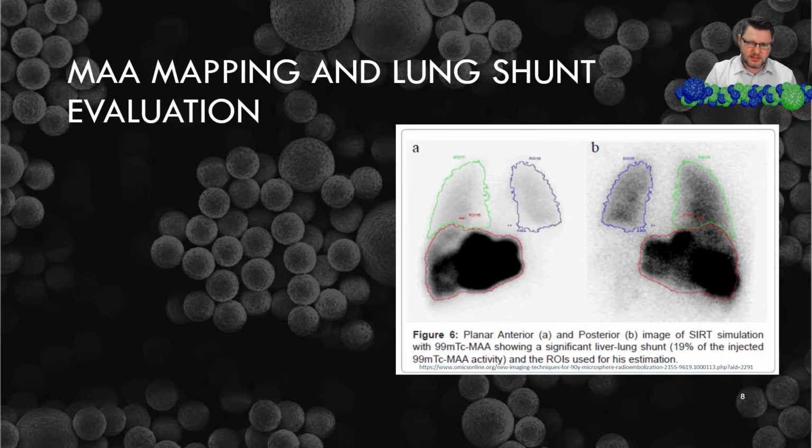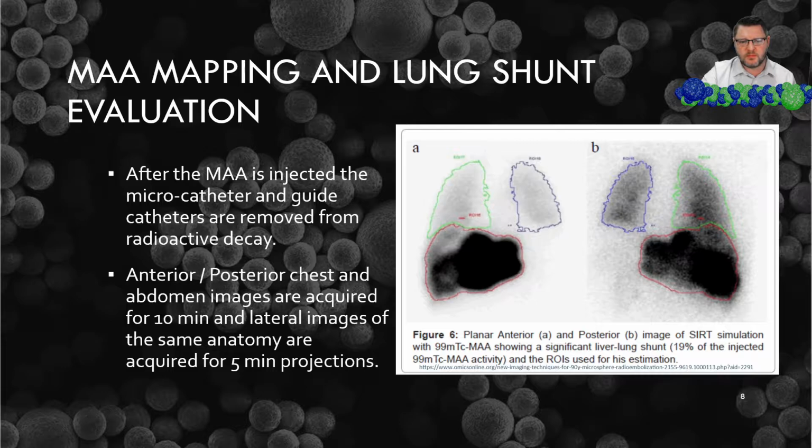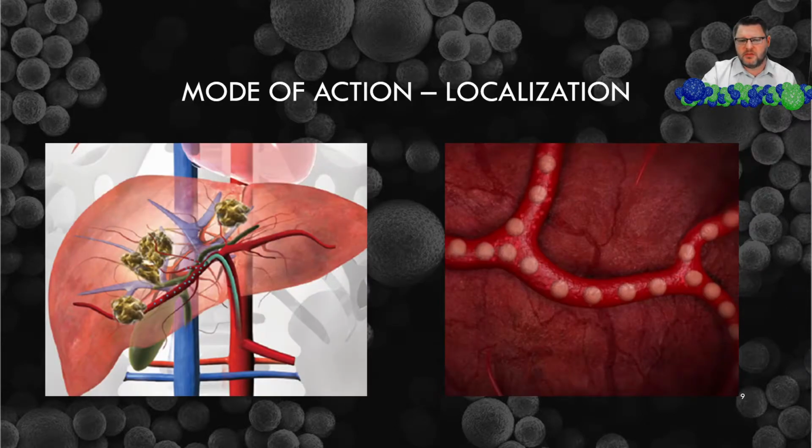You don't want to treat the lungs with Y-90 at all, so we want to make sure that the lung shunting is pretty low. If the lung shunting is real high, you can either cancel the treatment or adjust the dose so the absorbed dose to the lungs is not going to hurt those guys. We do take anterior and posterior lateral images of the lungs and liver just to ensure that all the MAA was positioned appropriately.